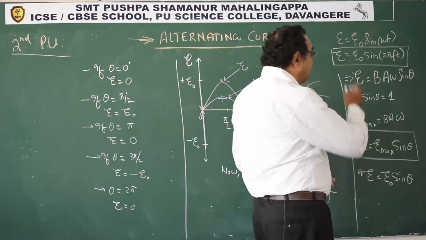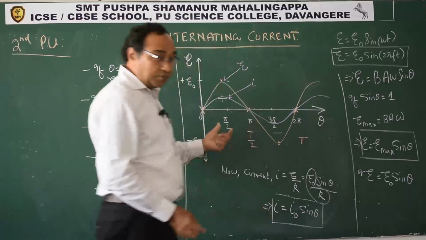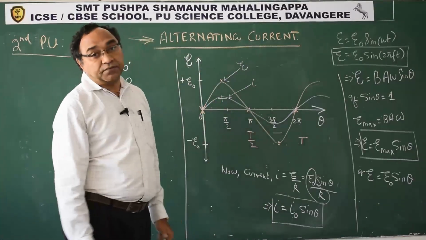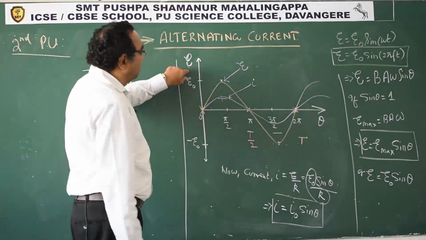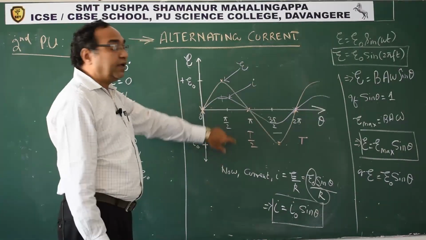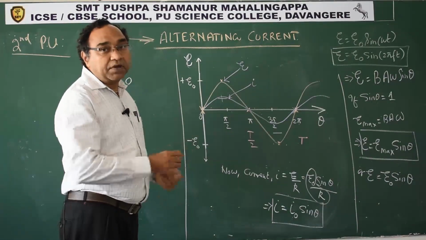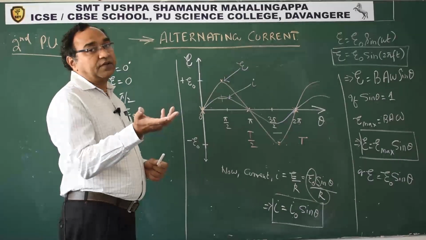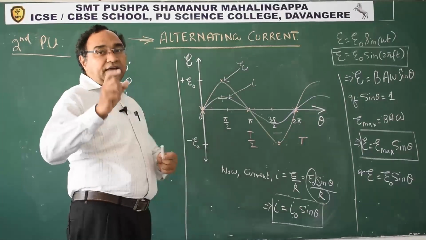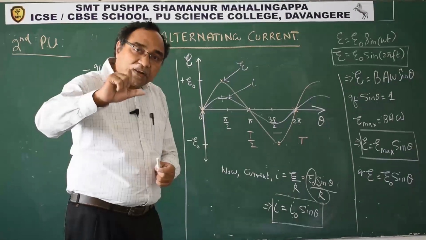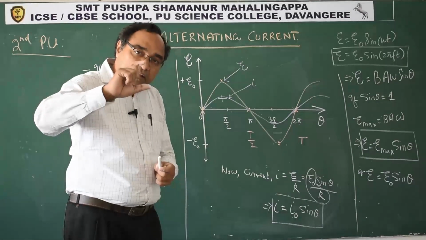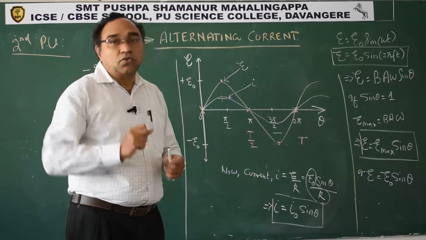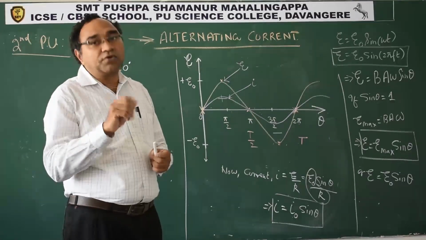Now suppose if it is a DC, what will be the variation of induced EMF or the voltage with T? It will be a straight line because it does not vary with time. So how can it change? Say for example, you have a dry cell. Each dry cell is capable of giving an EMF of 1.2 volts, 1.5 volts, let us say.